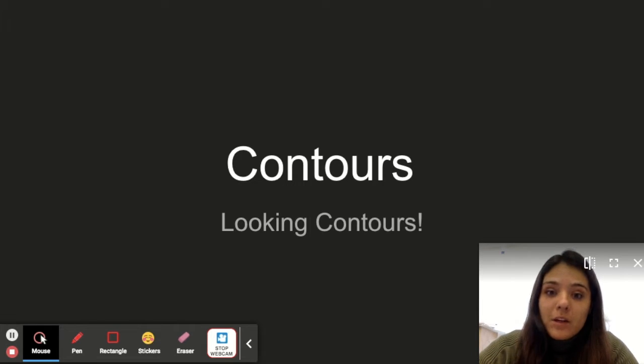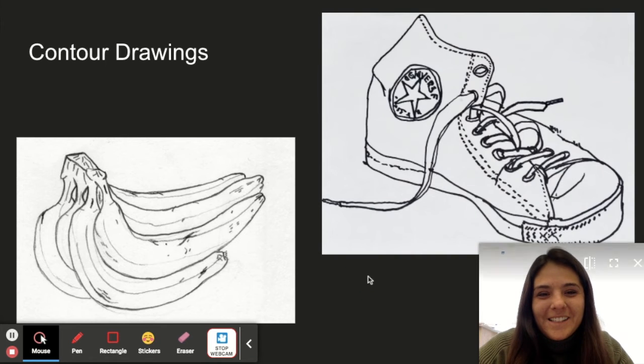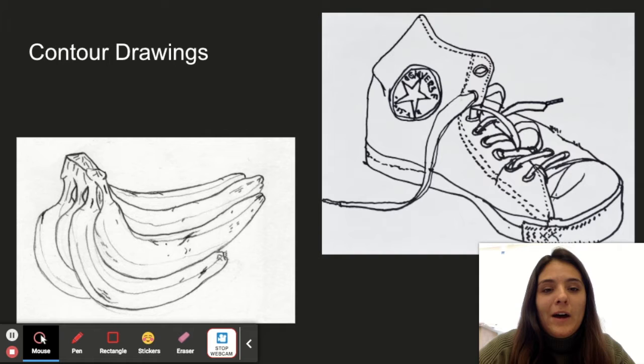So last week we were talking about those blind contours, right? We played that game where we couldn't look at our hands, we could only look at the screen. Now, today, don't worry, I'll let you look, and we're going to be getting a little bit more into these contour drawings.